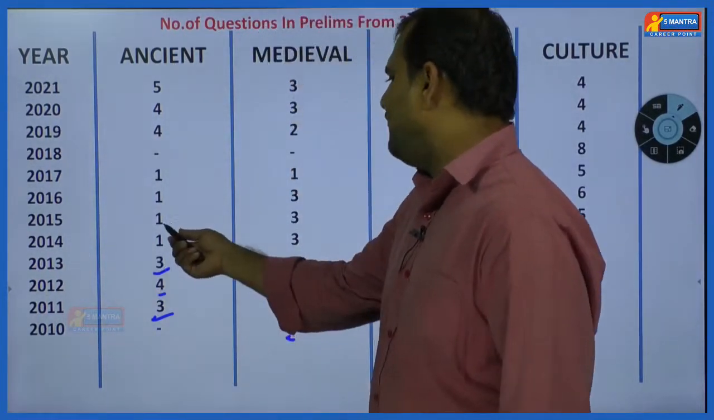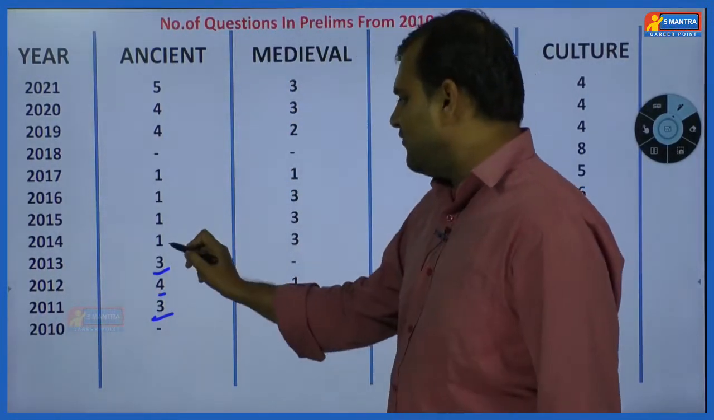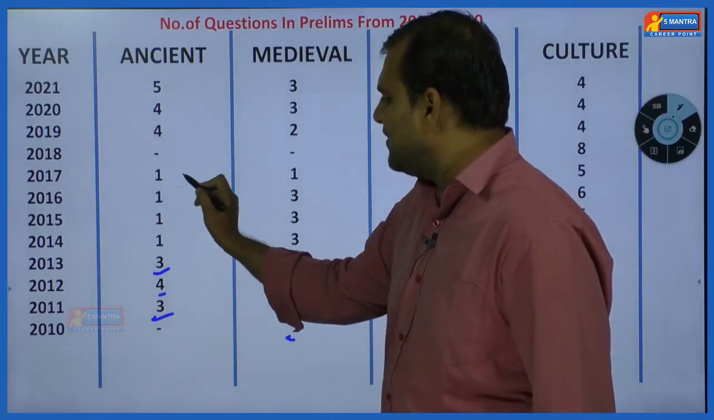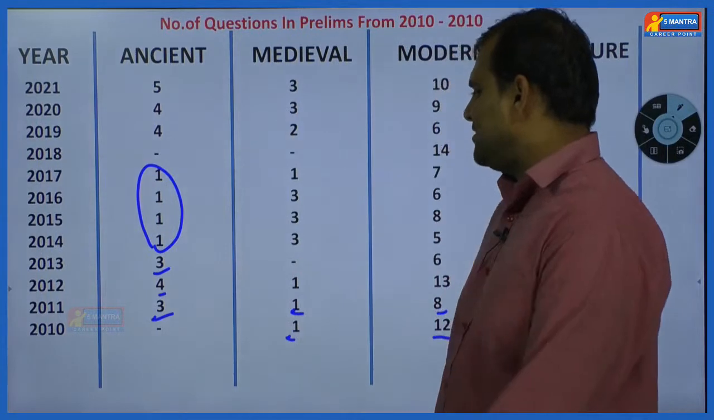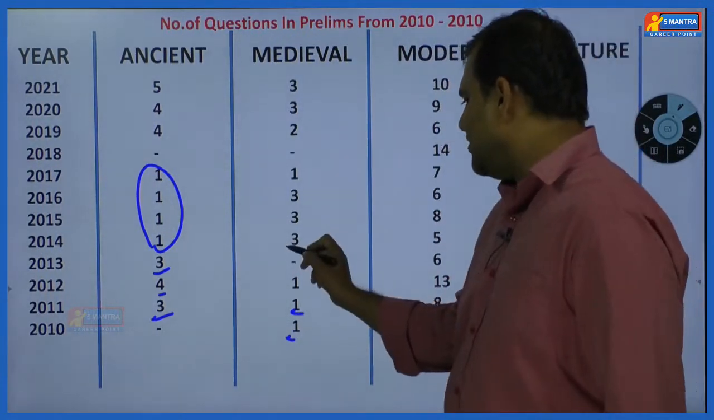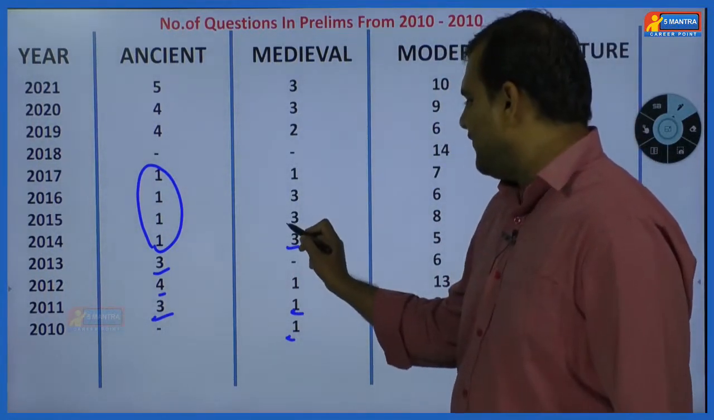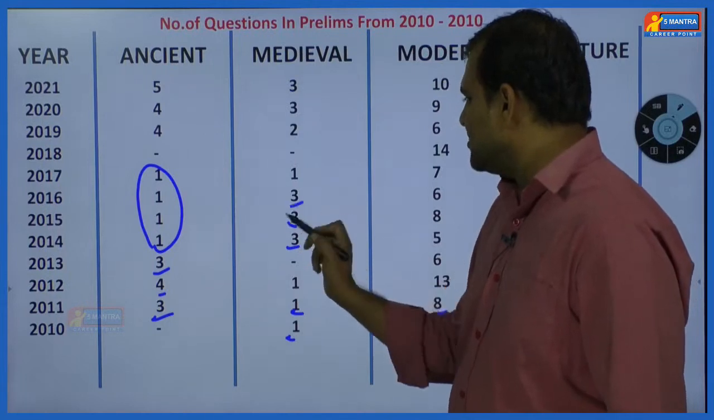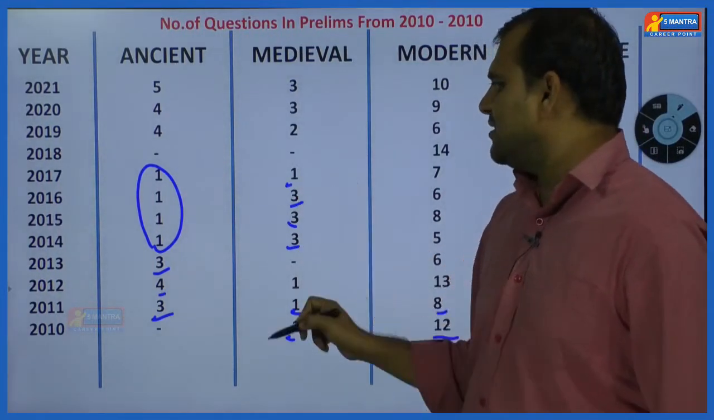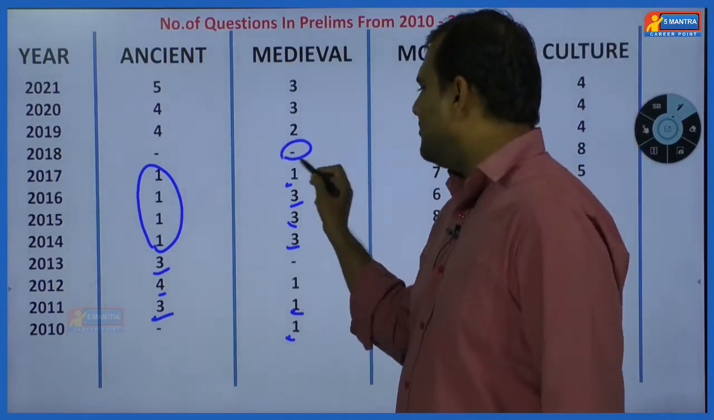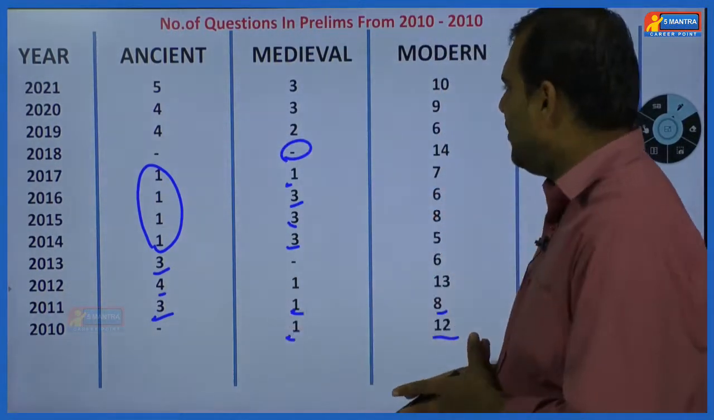From 2014, 15, 16, 17, only 1 question from ancient India. In 2014, 3 questions from medieval. In 15, 3 questions from the medieval. And again in 17, only 1 question. And in 18, completely 0 questions.